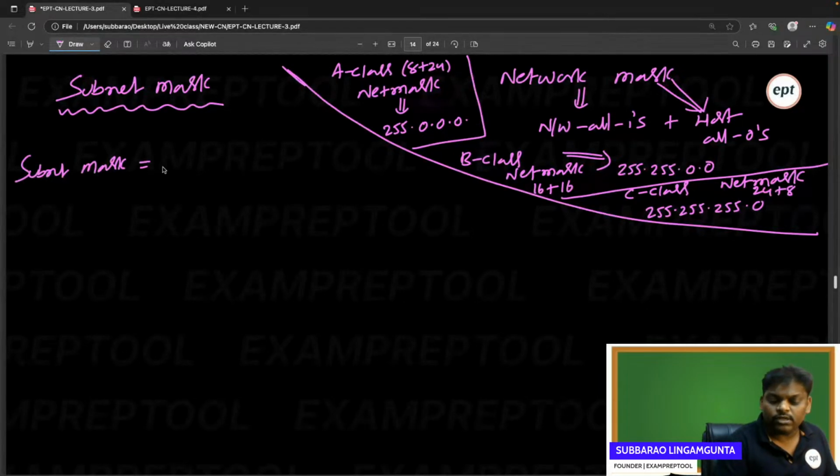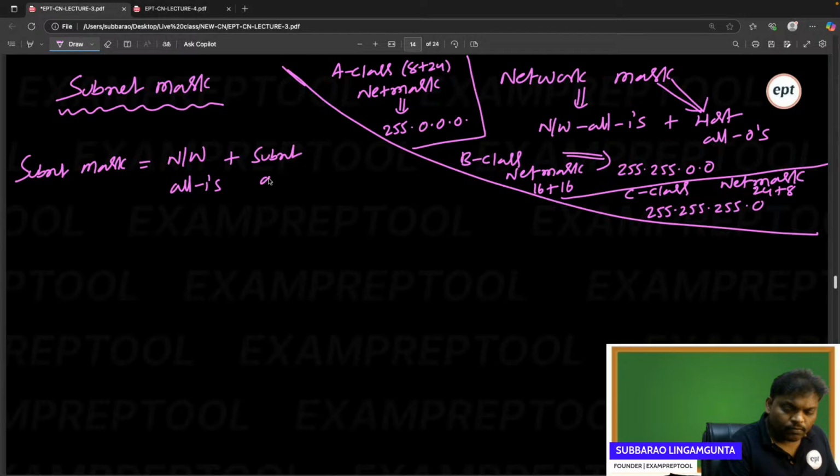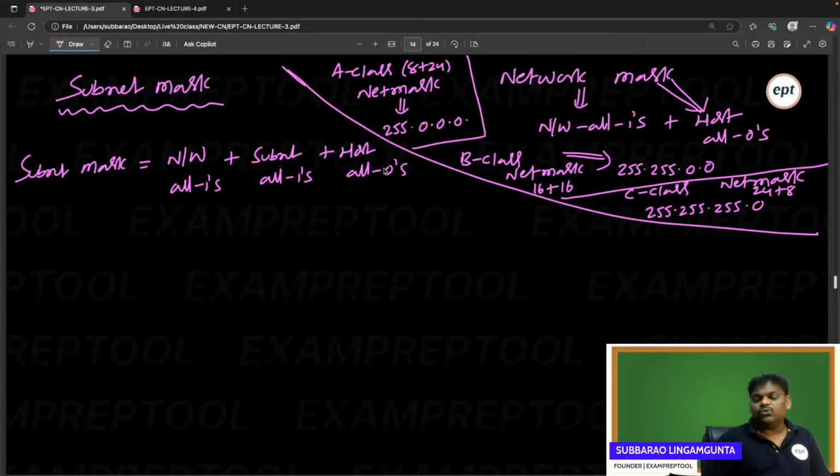Careful everyone. Subnet mask is equal to network part all ones, plus subnet part all ones, plus host part all zeros. It is like a net mask only, but there is a subnet mask also. There is a subnet also, because it is a subnet mask, there is a subnet also.